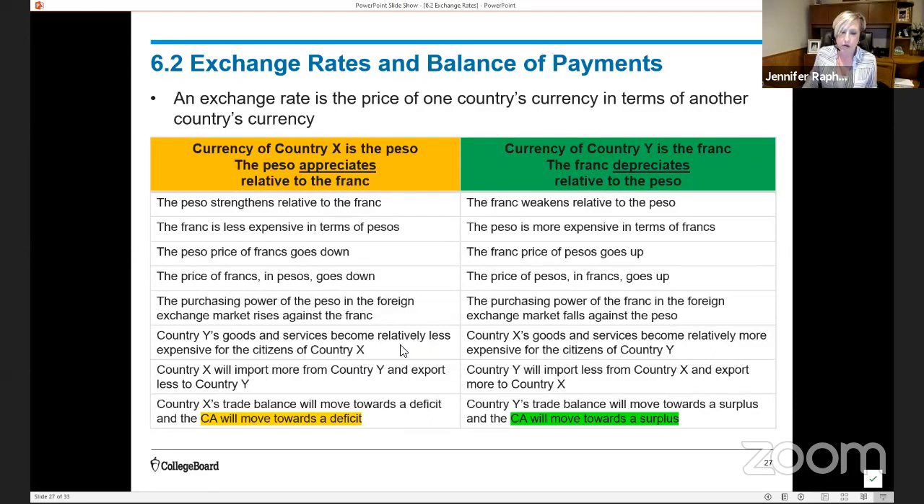And then you can see how it affects the relative price of goods and services in each country, and how that'll affect each country's trade balance and subsequently its current account balance. So make sure that you can walk through how the appreciation of one country's currency can be expressed and the impact on trade. And then simultaneously, as one country is appreciating, another currency is depreciating, and you want to be able to do the same reasoning. All right, so that's putting it all together.